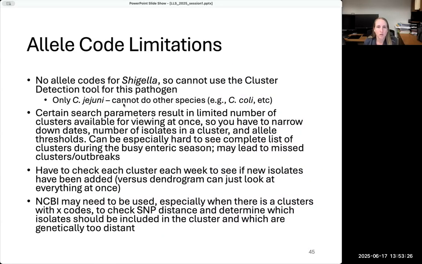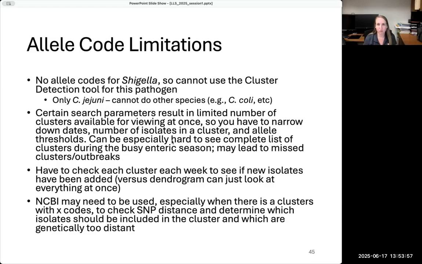And I just want to go through a few allele code limitations. Jack will probably talk about this some more when we're talking about Cedric next week, but there's no allele codes for Shigella, so you can't use a cluster detection tool for this pathogen. Similarly, you can only use it for Campylobacter jejuni. You cannot use it for Campylobacter coli or lari or any of the other Campylobacter species.